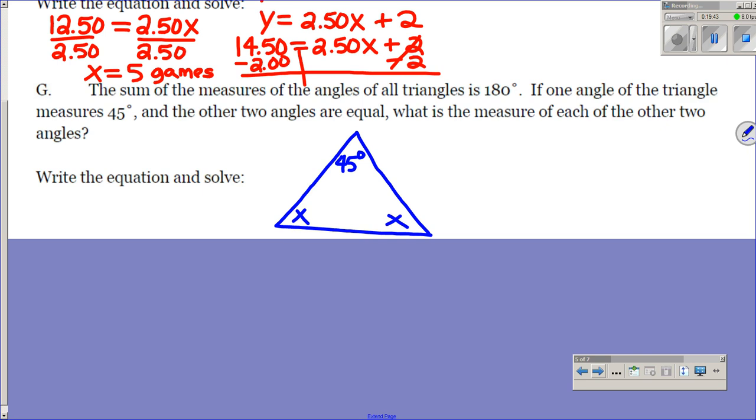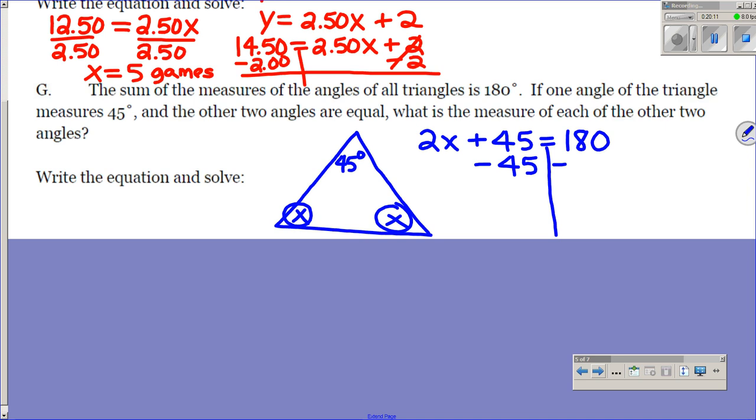I'm going to label those 2 angles x. We know that the sum of all 3 angles must equal 180 degrees. So if we combine like terms, x plus x simplifies to 2x, plus the 45-degree angle we're given, equals the total angle measure, 180 degrees. So now we can solve for x to find the missing angles. We're going to subtract 45 from 180. That's going to simplify to 2x equals 135.